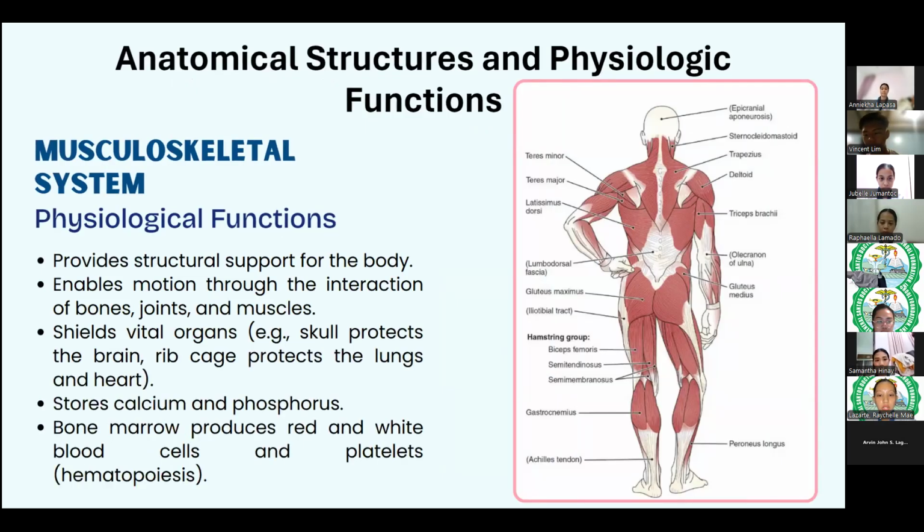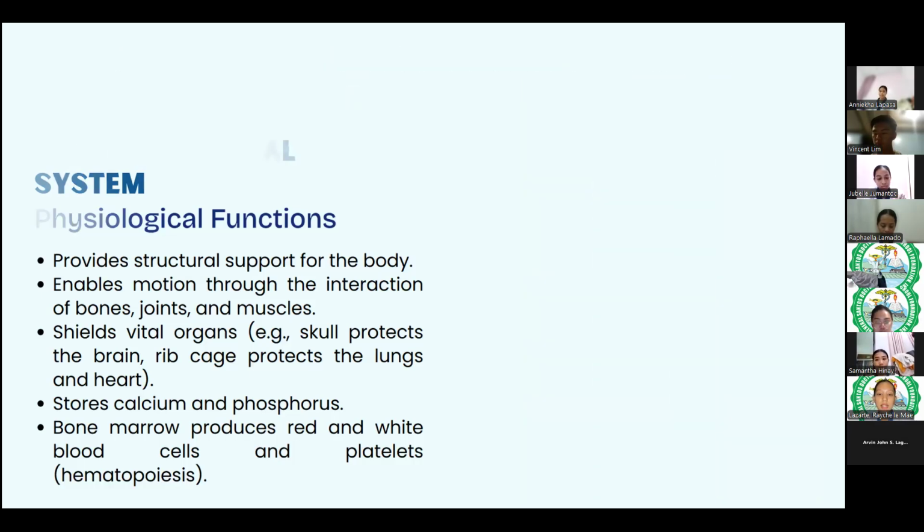Next, please. Now for the physiological functions for the musculoskeletal system. So it provides structural support for the body, enables motion through interaction of bones, joints, and muscles, shields vital organs like the skull. Skull protects the brain, rib cage protects the lungs and the heart, and it also stores calcium and phosphorus. And also, bone marrow produces red and white blood cells and the platelets, or the hematopoiesis.